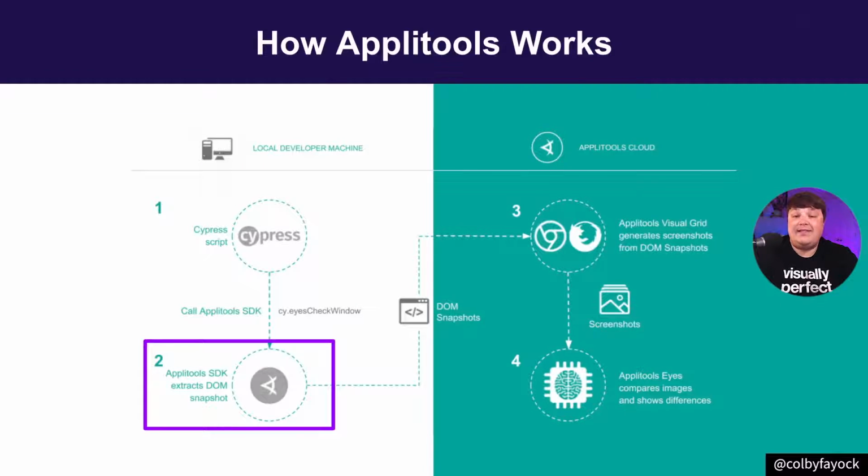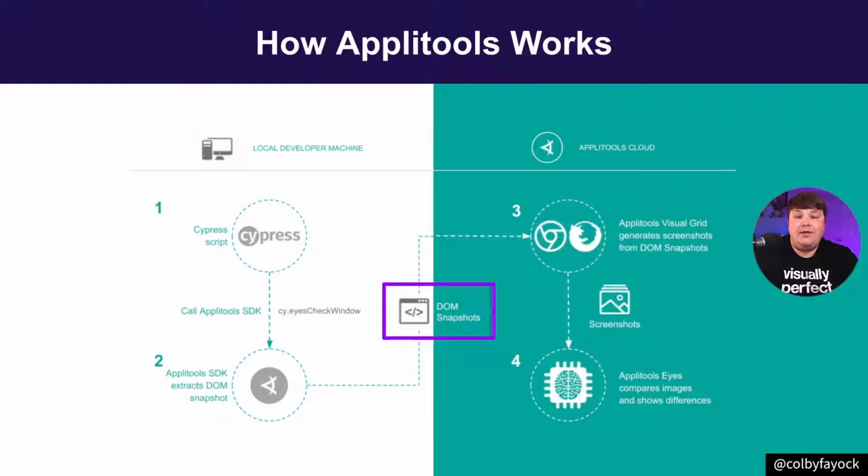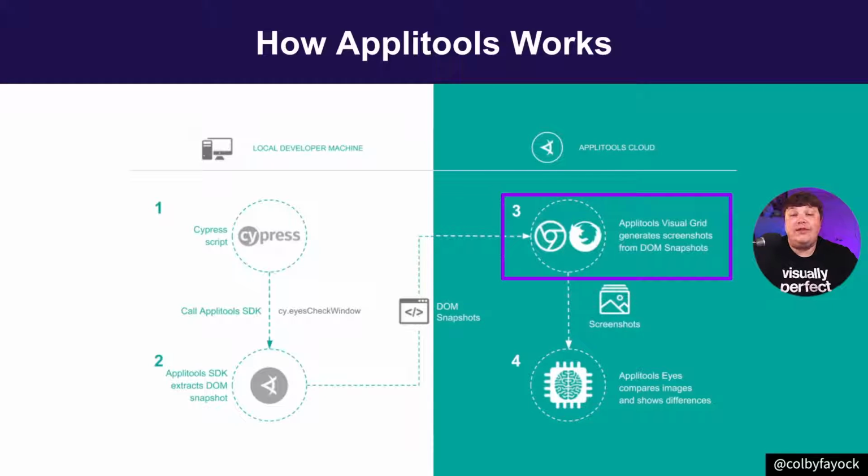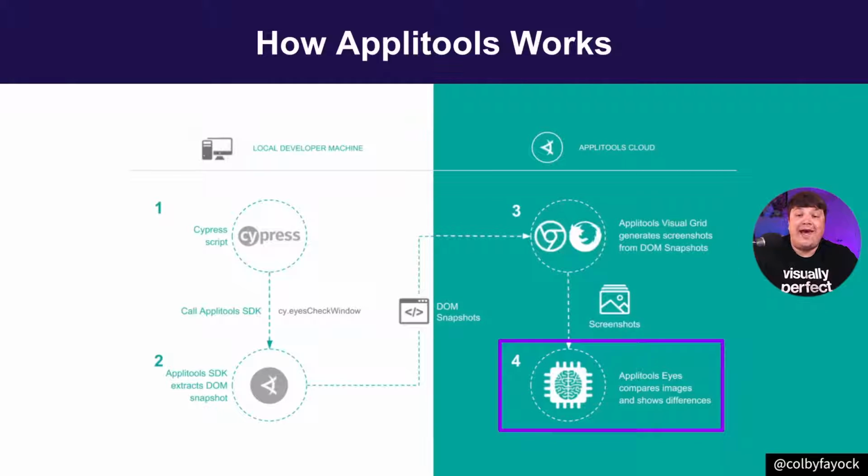Once that happens, the SDK will extract the snapshot of the DOM, or the document object model, which is the underlying tree of elements inside of our browser. Then it uploads that snapshot up to Applitools, and with those snapshots, Applitools will use its visual grid, depending on your configuration for browsers, to actually generate those screenshots. Finally, Applitools Eyes will use machine learning to compare those images and intelligently look for differences, and then show those differences right in the UI like we saw before.